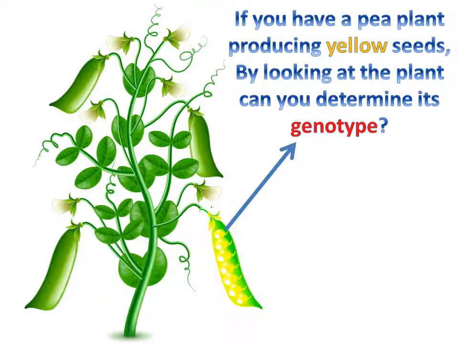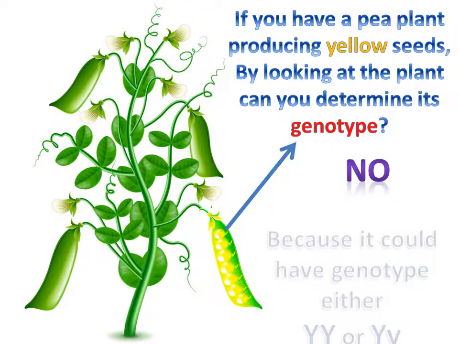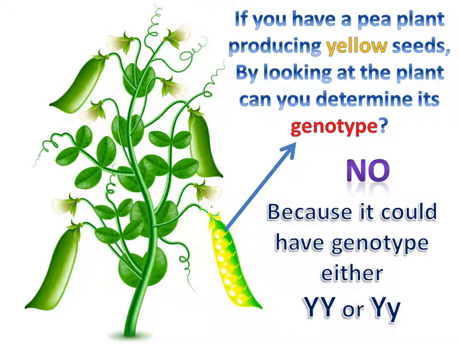Students, if you have a pea plant which is producing yellow seeds like shown in the figure, by looking at the pea plant, can you determine its genotype? Is it possible? No, because it could have a genotype either capital Y capital Y or capital Y small y.